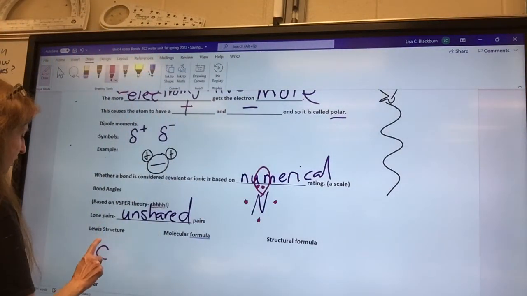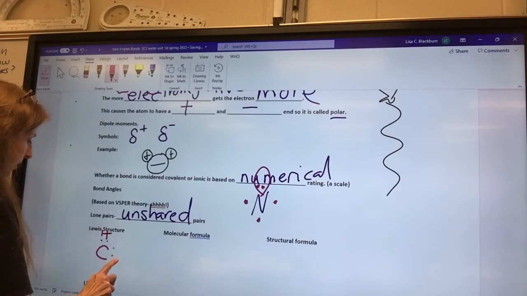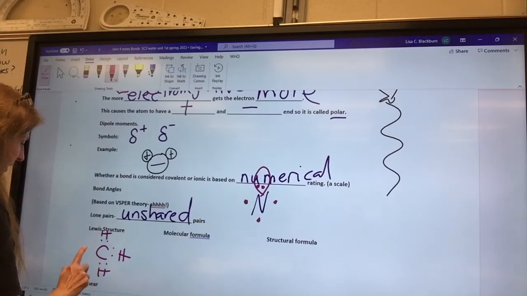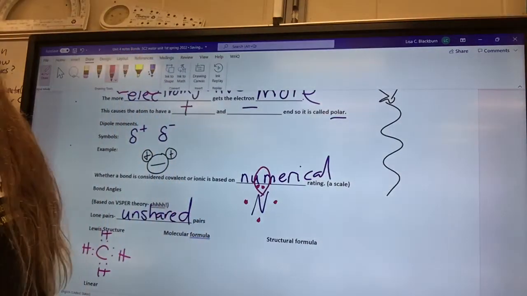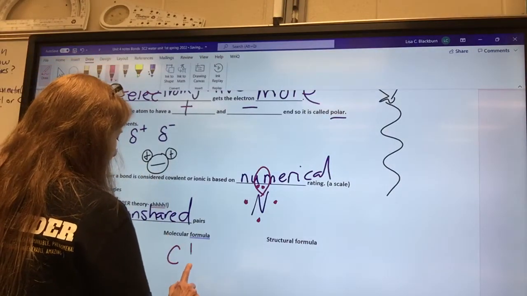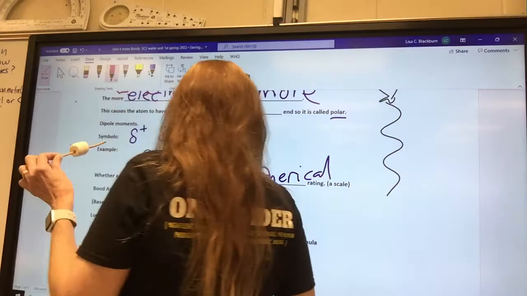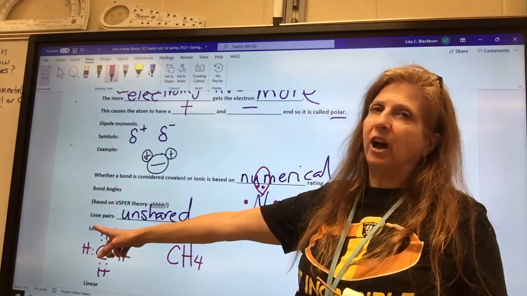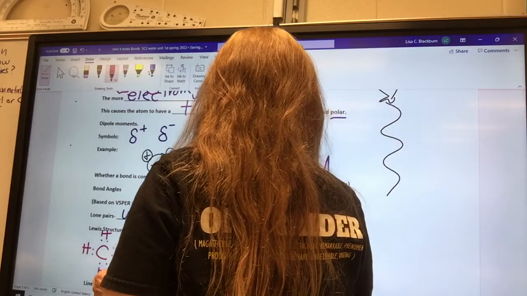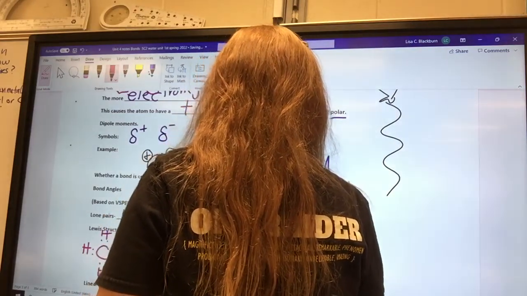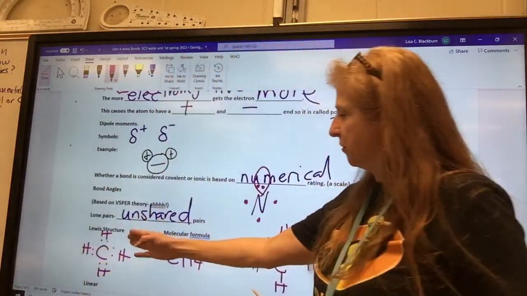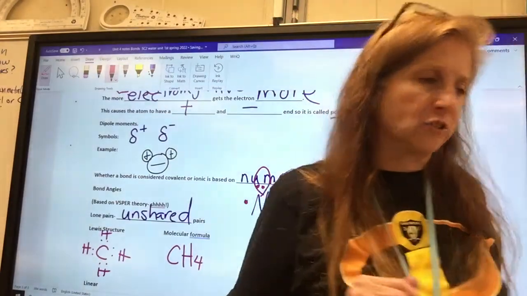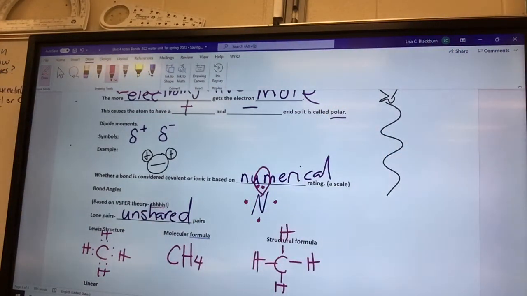If I did the Lewis structure for methane, it would look like this. You can also draw its molecular formula, and that's where you write just what it is, CH4. Its structural formula, wherever you have two dots, you draw a line. So you do C line, H line, H line, H line, H. So you're going to need to know the difference in Lewis structure, molecular formula, and structural formula. Okay, don't eat your lab equipment yet. You'll get to, but not yet.